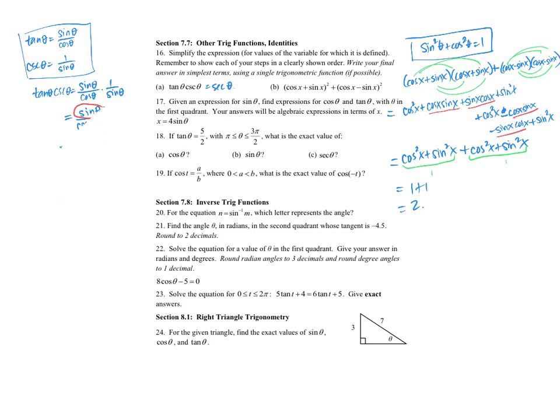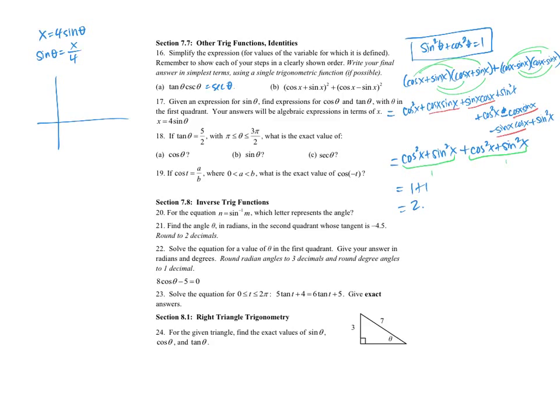Okay, so the next one says I'm given an expression for theta. I need to find expressions for cosine and tangent with theta in the first quadrant. So your answers will be algebraic expressions in terms of x. So if I know that x is equal to 4 sine theta, then I can divide both sides by 4, and I get sine theta is equal to x over 4.